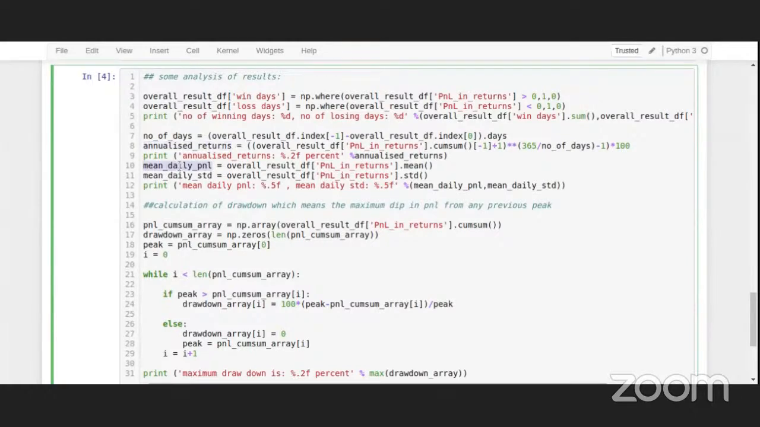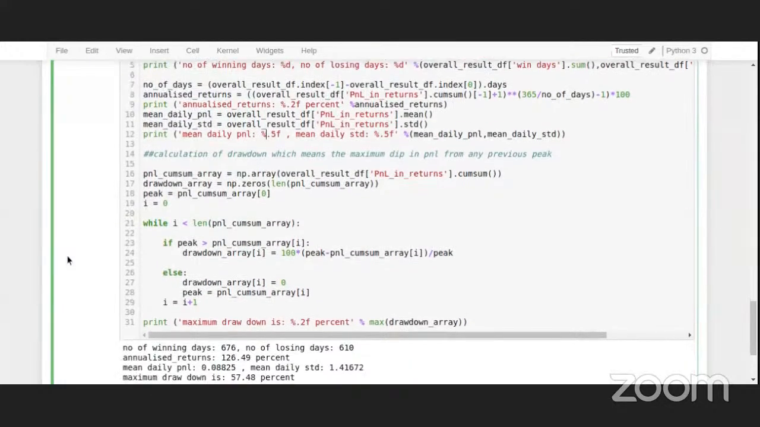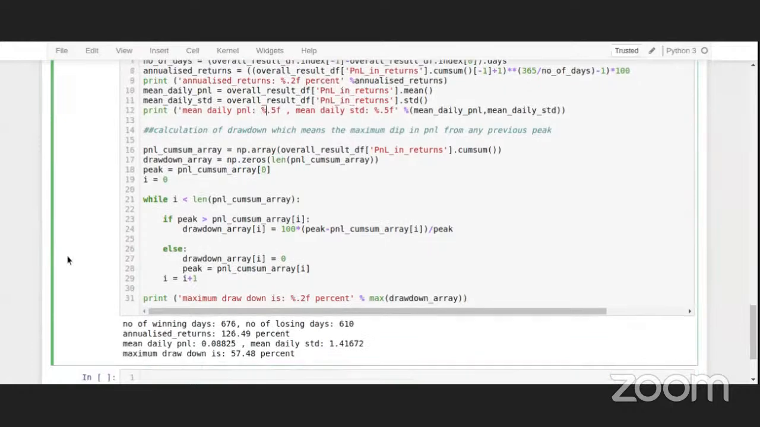Then there is mean daily PNL, standard deviation of daily PNL, and mean of daily PNL. So these are other metrics. Then we come to one more metric, which is the drawdown.